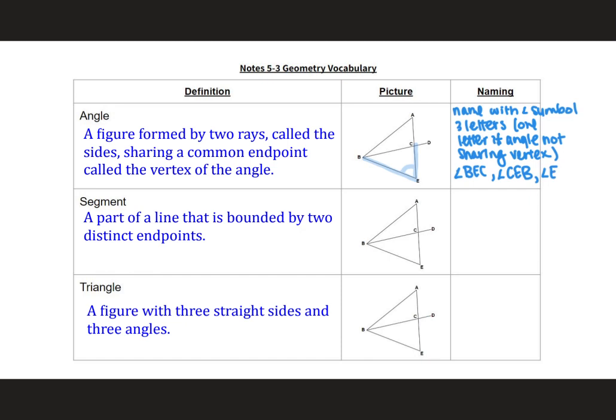So an example of an angle that is sharing a vertex, if we do BCA, that angle is sharing a vertex with ACD. So for that particular angle, BCA, you can only call it BCA or ACB. You can't call it angle C, because if we say angle C, we don't know if we're referring to the angle here or the angle over here. So you need to make sure that in terms of the order of the letters, whatever the vertex is, that letter has to be in the middle. So vertex in the middle.